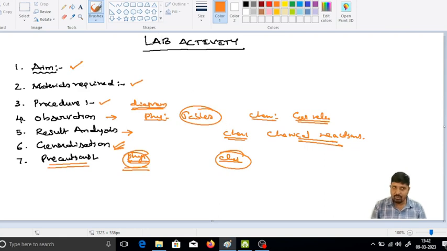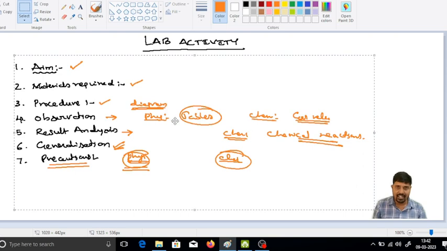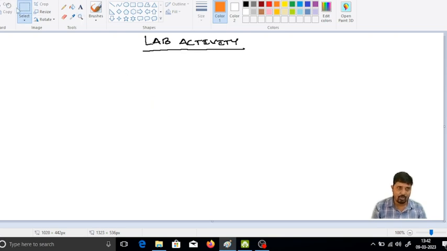Now we are going to take one example and I am going to explain this by taking an example lab activity and show how to present a lab activity. The first one is aim. So I'm going to write here. The first step is aim.